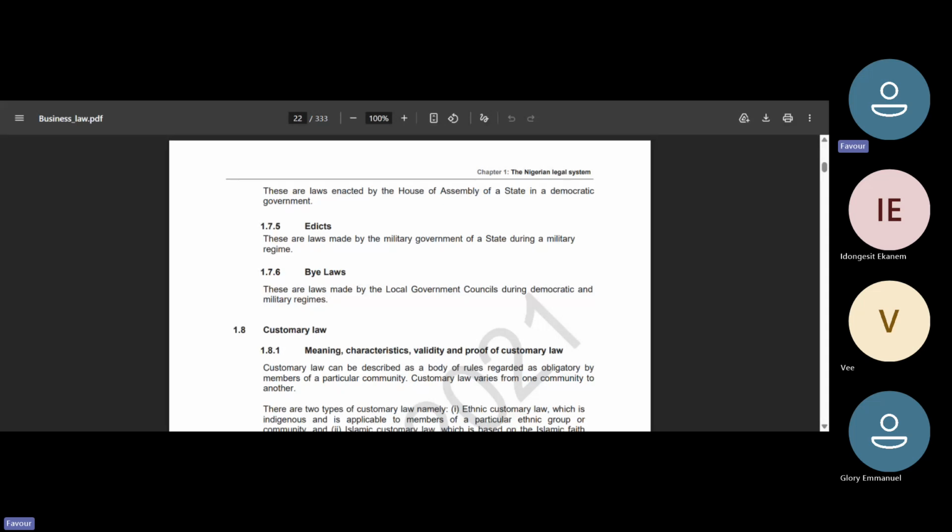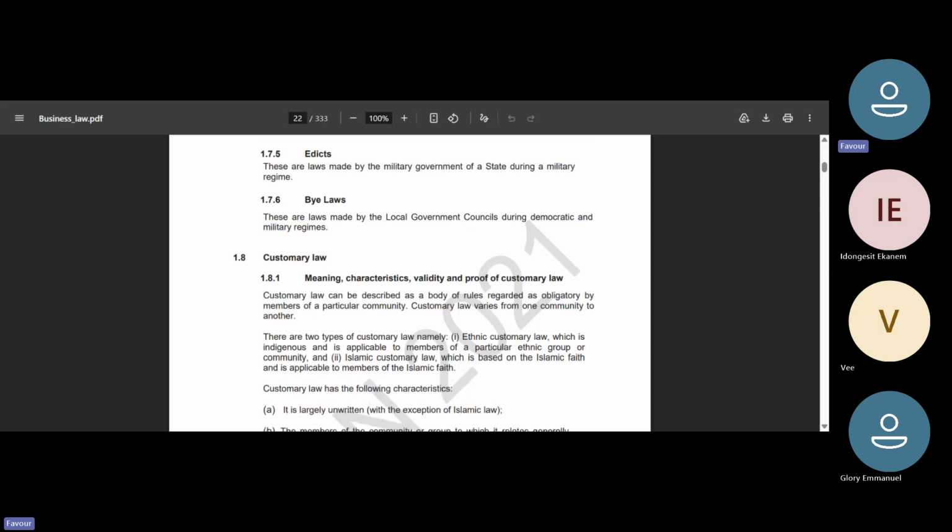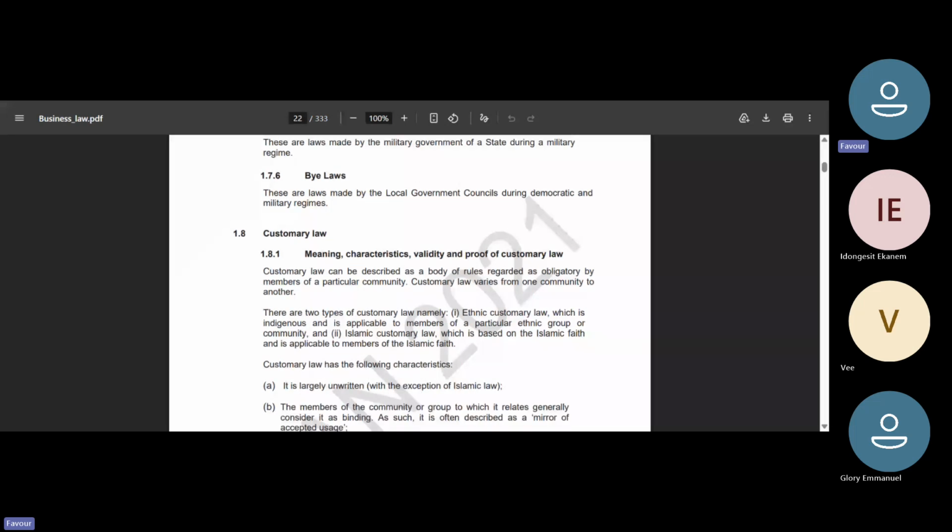The customary law is the body of rules or principles regarded as obligatory by members of a particular community. So remember, we said common law was common to the entire England, but the customary law is specific to a particular community. So it varies from one community to another.